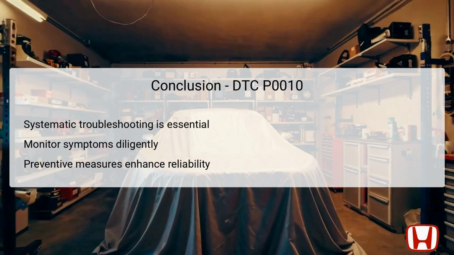In conclusion, effectively diagnosing and resolving DTC P0010 related to the VTC oil control solenoid valve malfunction in the Honda Accord 2008 to 2012 requires a systematic approach. Understanding the components involved, their roles, and potential symptoms plays a vital part in the troubleshooting process. Following each diagnostic step diligently can lead to accurate identification of issues and facilitate effective repairs.